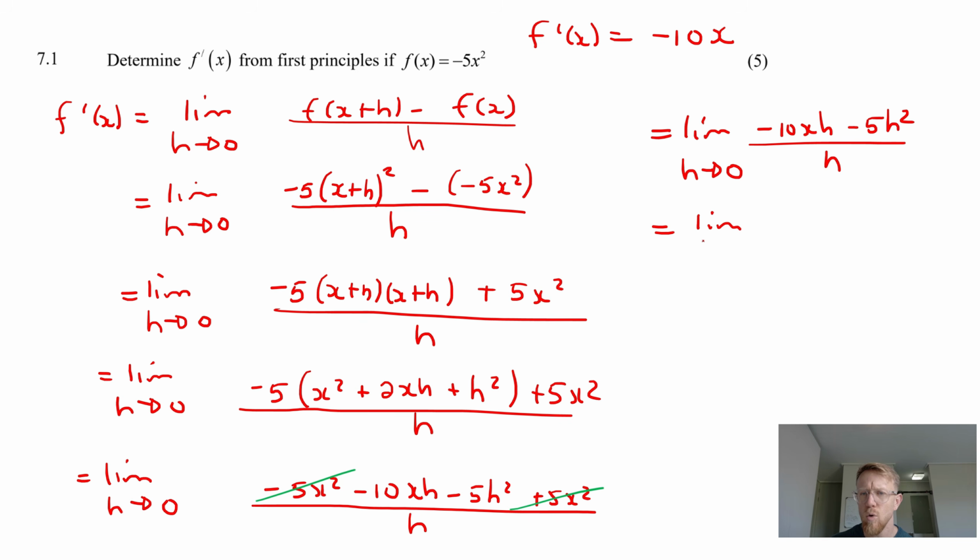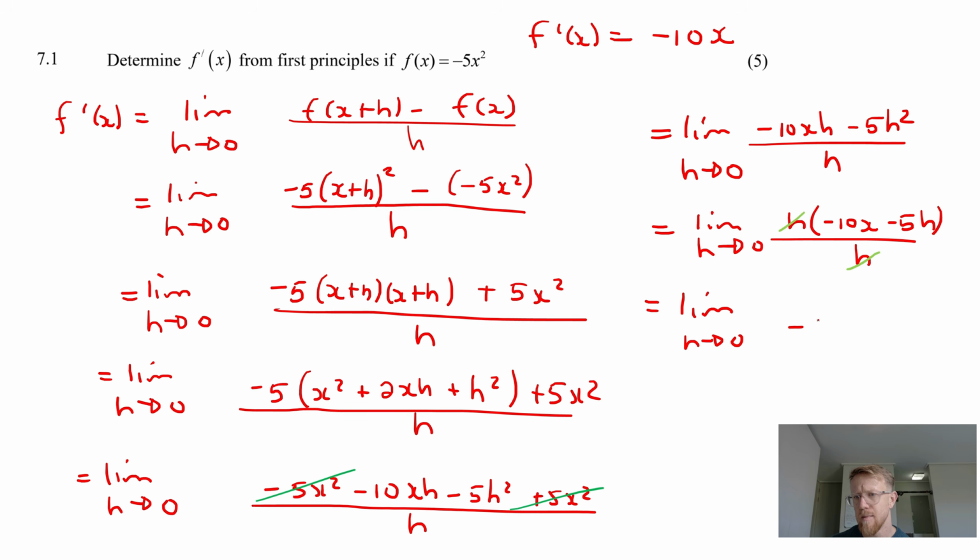Kevin, can't I take out more? You can, but you don't need to for these first principle questions. It actually ends up it doesn't help in these scenarios. So just take out the h, and then you're just left with minus 10x minus 5h, and that's all over h. All that we want now is for this h and this h to cancel. And so what we are now left with is minus 10x minus 5h.